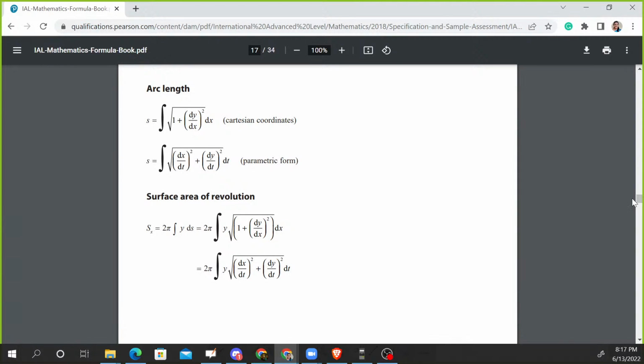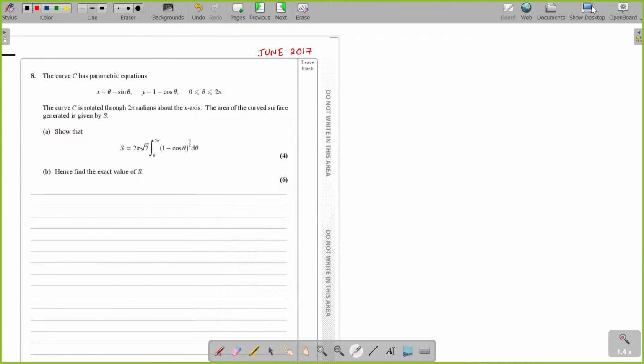Yeah, this one, right? Can you see? So this is your formula book, and I'm just turning this to the arc length and the surface area of revolution. You can see the one equation is with respect to x, which is Cartesian. The other equation is with respect to t, which is parametric. Now, are we dealing with parametric equations here or Cartesian?